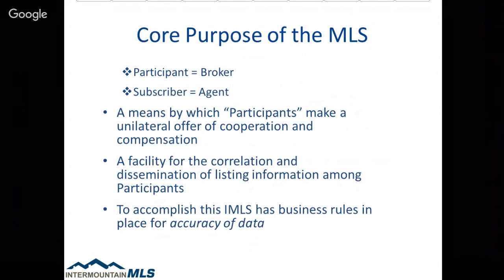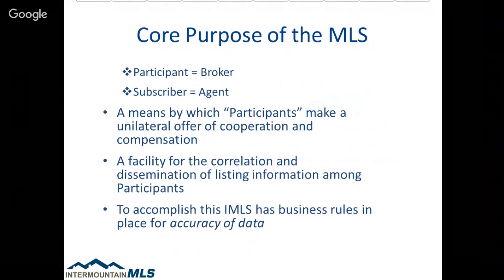The MLS has two purposes: a means by which participants make a unilateral offer of cooperation and compensation. So it makes it easy for you, if you have a listing, to provide it to the other members so they can find buyers for you. The second purpose is a facility for the correlation and dissemination of listing information among participants. The MLS is the Sears catalog of homes. That's the same joke from this morning. Basically, the MLS is here so that if you have a buyer, you can easily find a property they want to purchase. Equally, if you have a property you're selling, it makes it easier for buyers to find it.